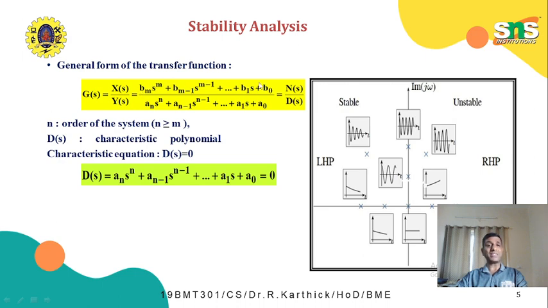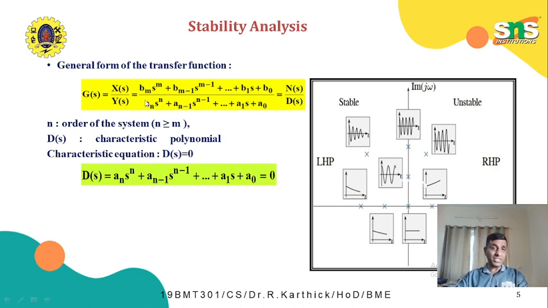Now we call this the numerator polynomial, and this denominator, we call that D of s. We call it the denominator polynomial. So the roots of this numerator polynomial we call the zeros of the system. And similarly, the roots of the denominator polynomial we call the poles of the system.